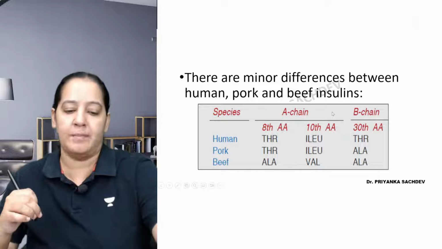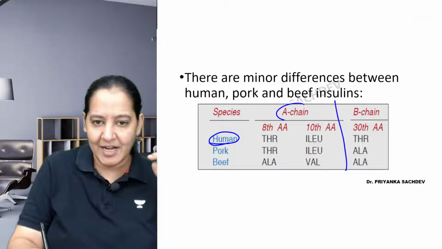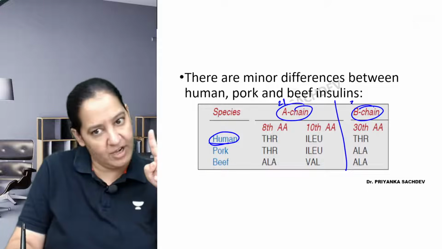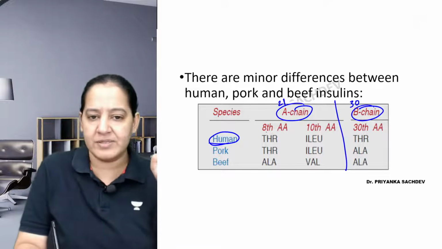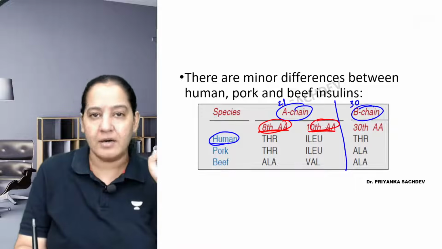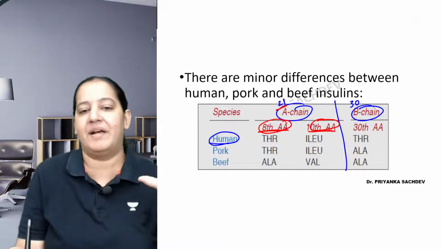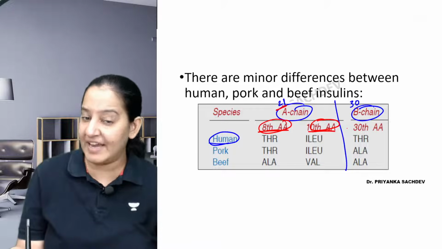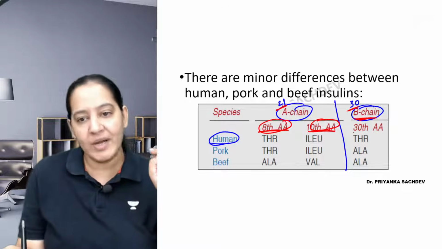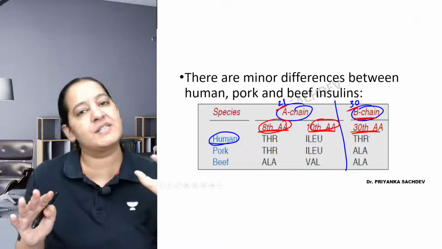So let's see the 3 columns. Can you see the 3 columns? See, human insulin has alpha chain and beta chain, right? Alpha chain has total 21 amino acids and beta has 30 amino acids. In the alpha chain, I am interested in amino acid numbers 8 and 10. Out of 21, only these 2 are different, right? Only these 2 differ in beef and pork. Apart from this, all remaining amino acids in alpha are the same. The 8th and the 10th are differing. And in beta, out of 30 amino acids, only the last one, the 30th, is differing. Otherwise, the remaining 29 amino acids are the same as human.